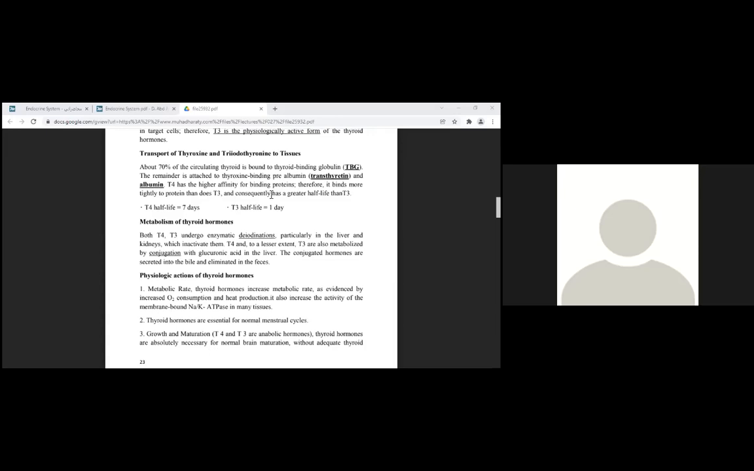T4 has the higher affinity for binding protein. Therefore, it binds more tightly to protein.